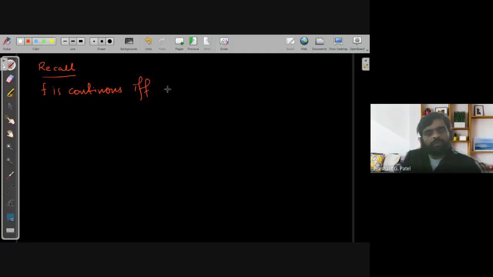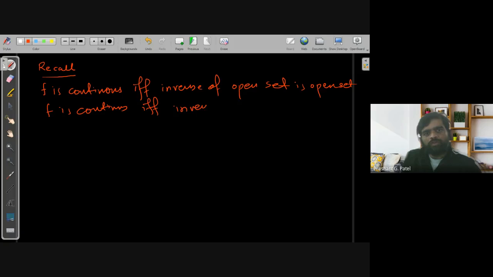So in the previous lecture, we have discussed that f is continuous if and only if the inverse image of an open set is open. Also, we have discussed that f is continuous if and only if the inverse image of a closed set is closed.